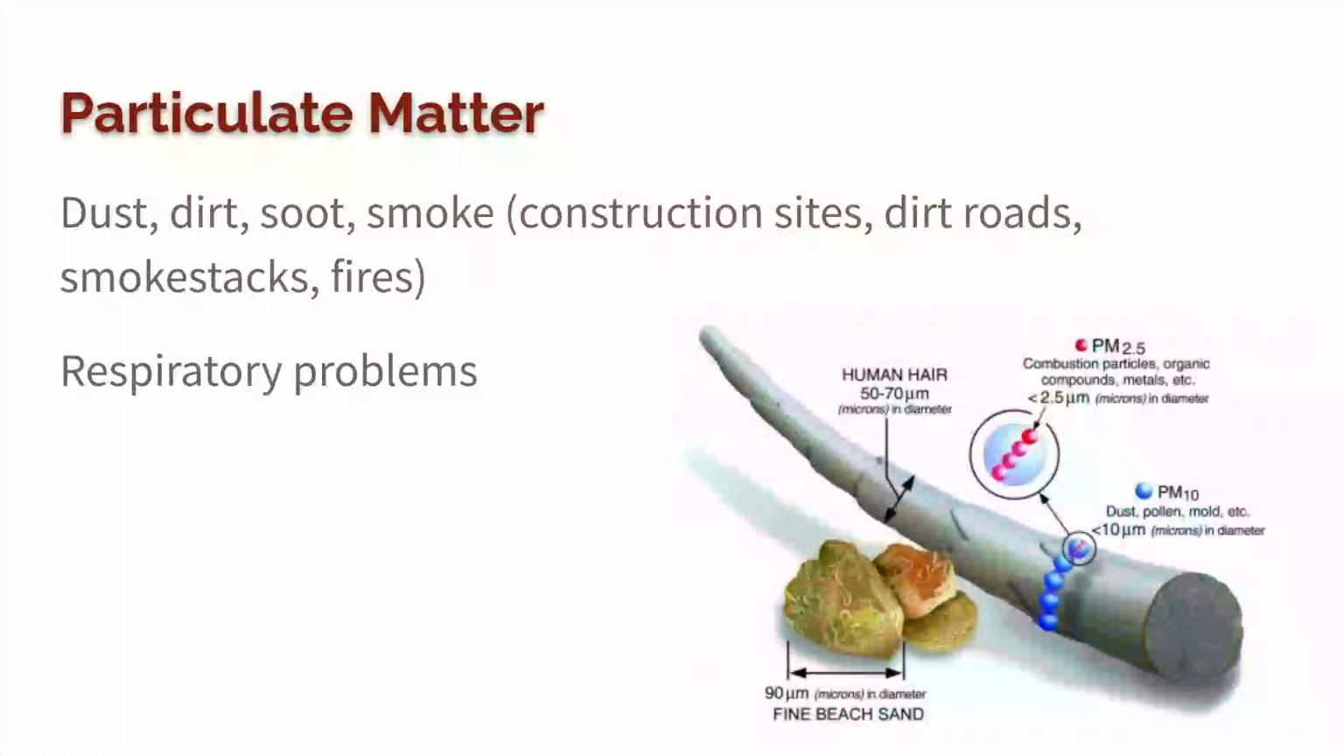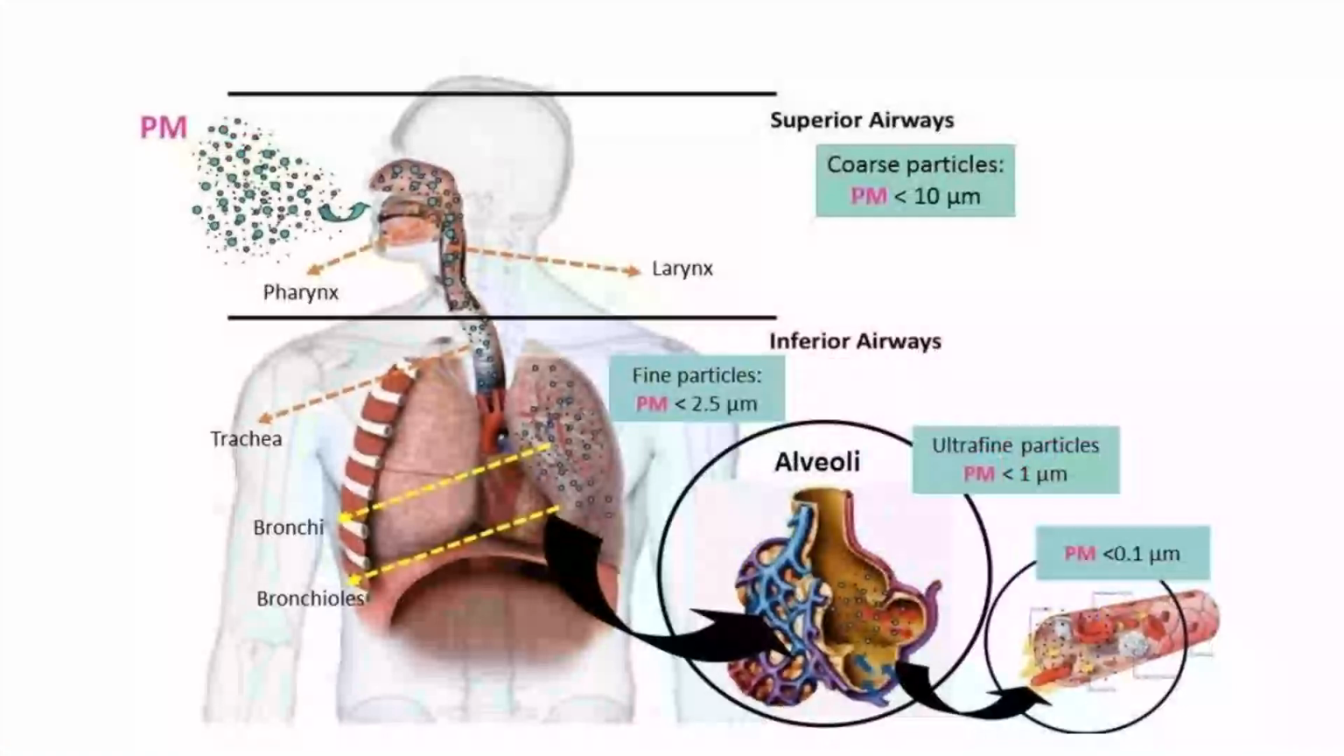The final criteria pollutant is particulate matter. Particulate matter are just little solid or liquid particles floating in the air. For example, dust, dirt, soot, smoke, things that come off of construction sites, dirt roads, smokestacks, fires, all sorts of stuff. Of course, it causes respiratory problems, and those respiratory problems get even worse the smaller the particles are. So the big particles, our upper respiratory system can get those out pretty easily. But if they're really, really small, they can get past all of our defenses and get way deep into the alveoli and cause the most damage.